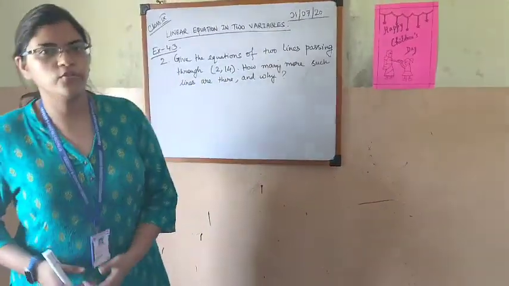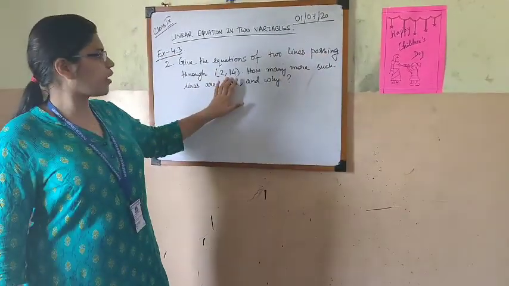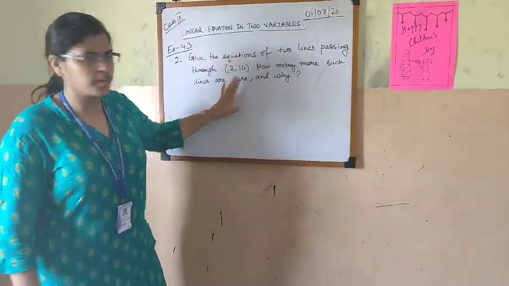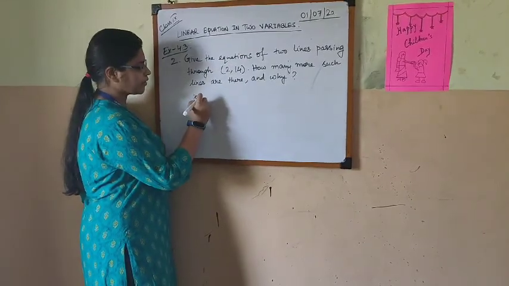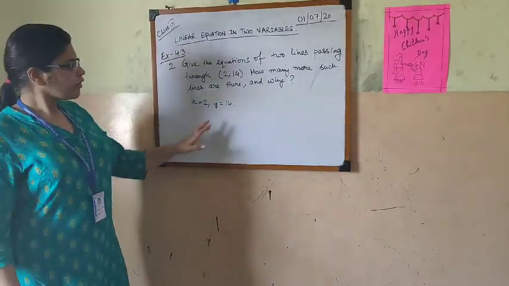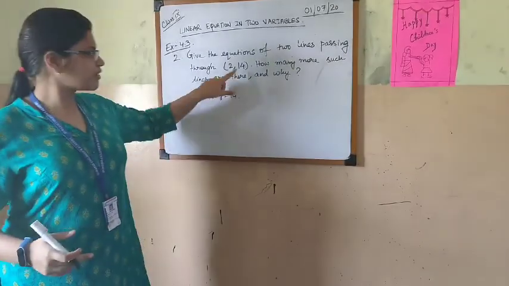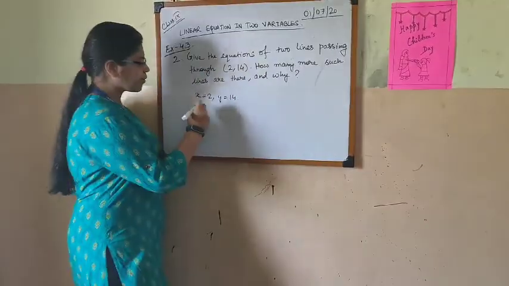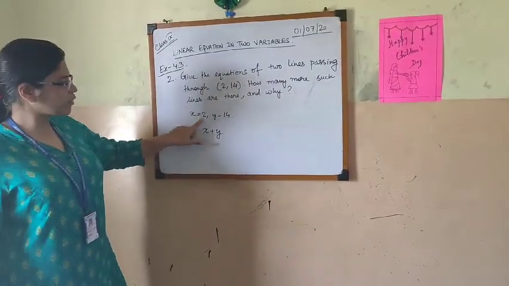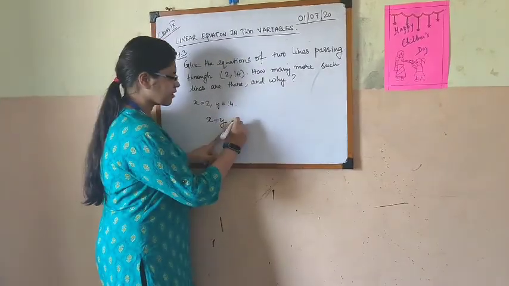Now next is number 2. The question says to give the equations of two lines passing through (2, 14). So this is a point. At first we will solve the first part of the question. If (2, 14) is a point, that means x is 2 and y is 14. So we will take two such equations which are satisfied by this point. Suppose I take x plus y. As we know x is 2 and y is 14, so 2 plus 14 gives us 16.